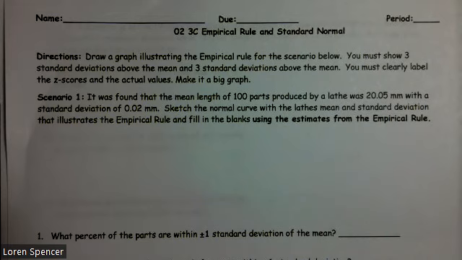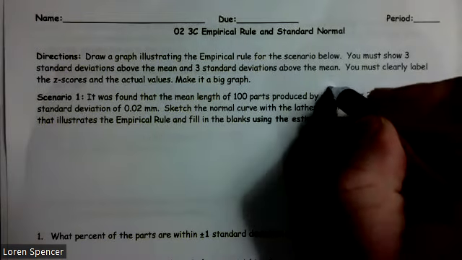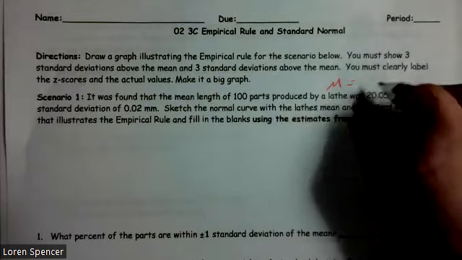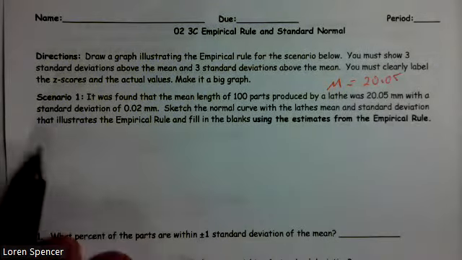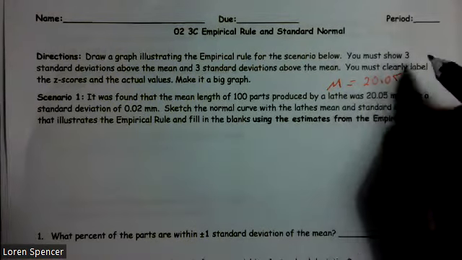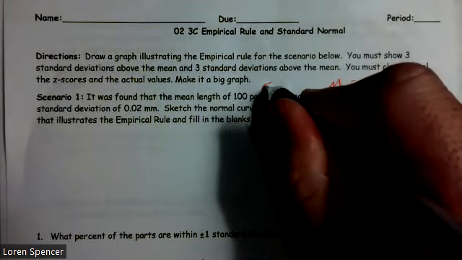And we'll also go over the standard normal using a calculator. So it was found that the mean length of 100 parts produced by a lathe was 20.05. So they're telling us our mean is 20.05 with a standard deviation of 0.02. That's important.